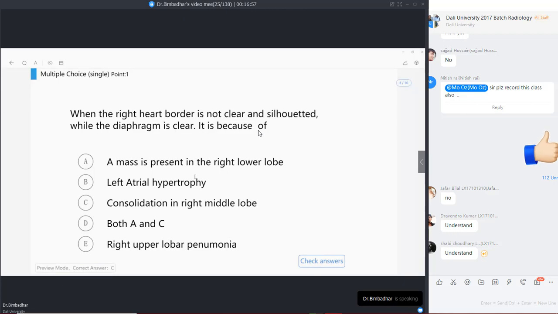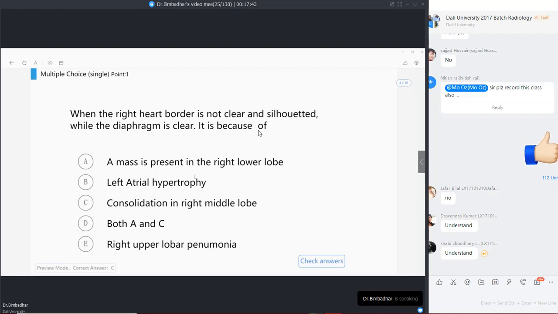If the superior vena caval shadow is obscured, the opacification is in the right upper lobe. If the right heart border is not seen, it is in the right middle lobe. If the diaphragmatic shadow is not seen, it is in the right lower lobe. If the aortic knob shadow is not seen, it is in the left upper lobe. If the left atrial or left ventricular shadow is not shown, it is in the lingular segment. If the left side of the diaphragm is obscured, it is in the left lower lobe.